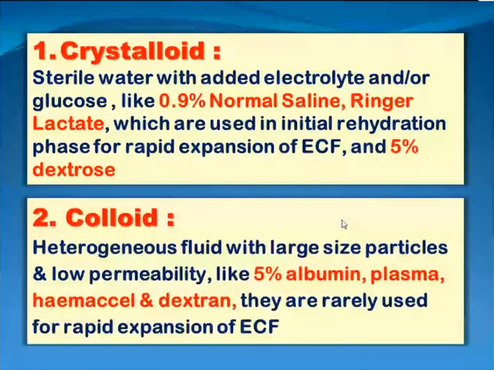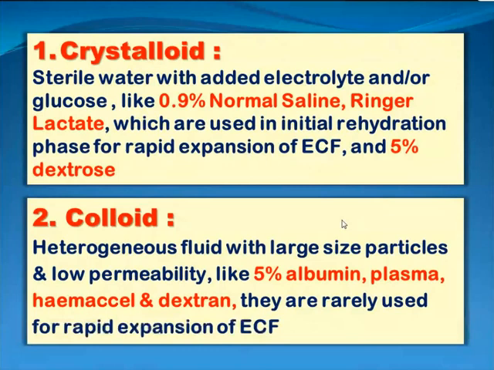The common examples for this are the plasma and the 5% albumin, even 20% or 25% albumin. We can consider the albumin and the plasma as natural colloidal fluids. And we have the synthetic colloidal fluids like the hemosil and dextran. So they are used for the rapid expansion, but nowadays they are used rarely, and they are not the first line of rapid expansion, and sometimes they are not used alone.